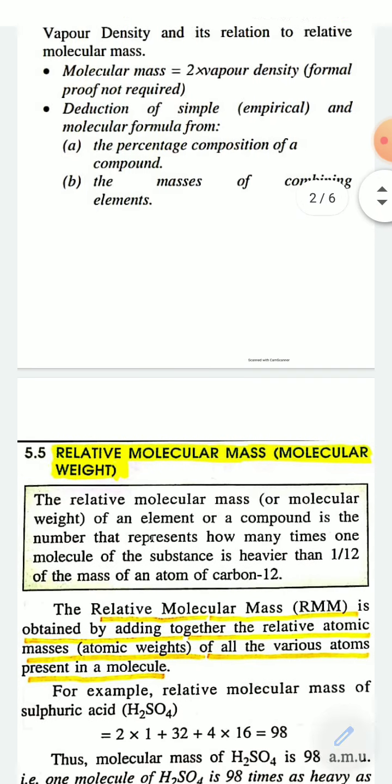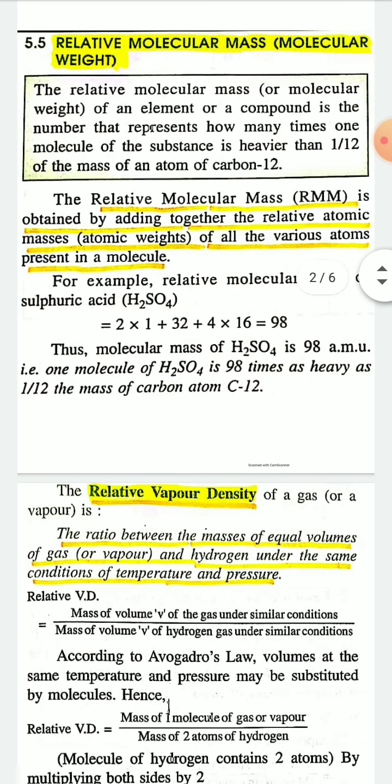So let's start chapter 5. First you have to read about the relation between vapor density or relative vapor density with molecular weight or relative molecular mass. So first you have to know what is relative molecular mass or molecular weight or simply molecular mass. You have already studied molecular weight, or molecular mass, in class 9.